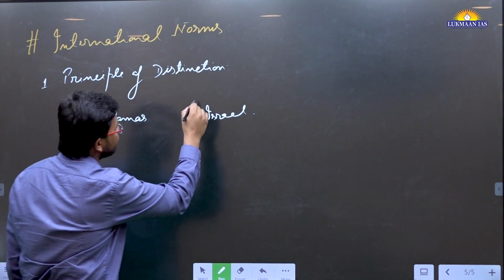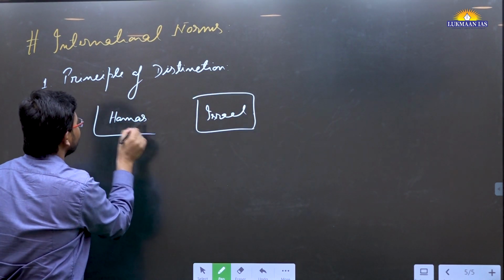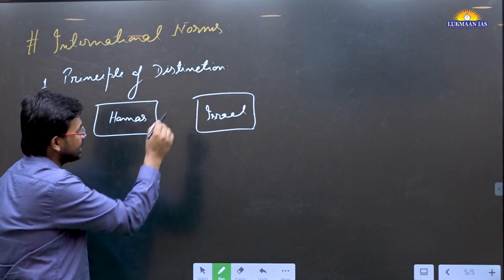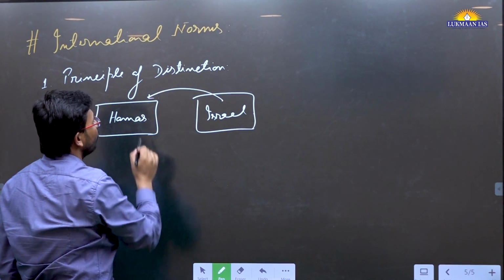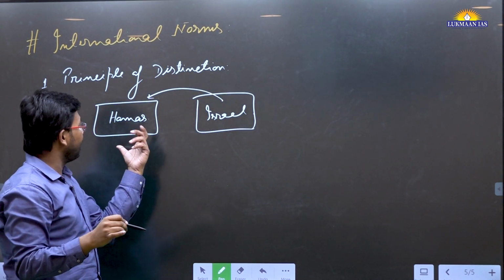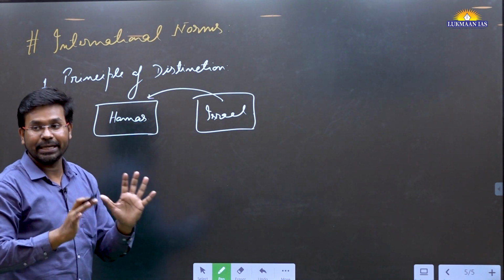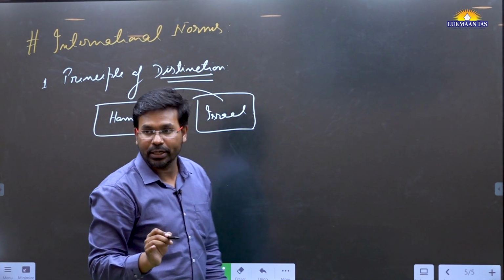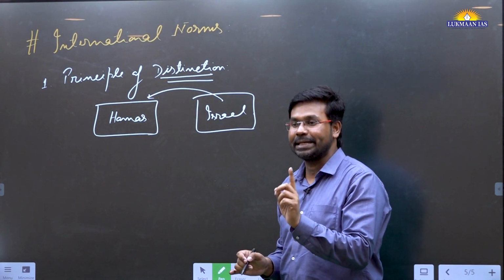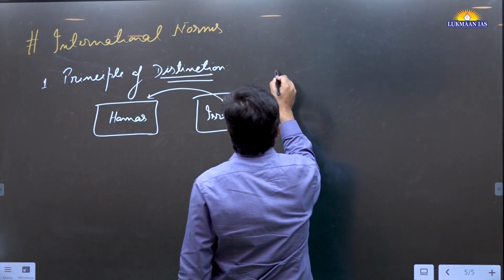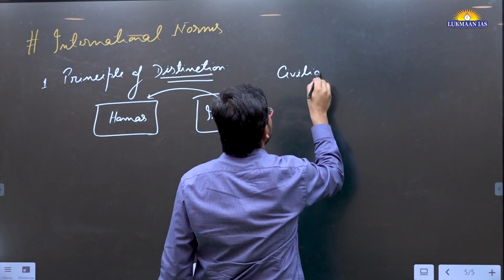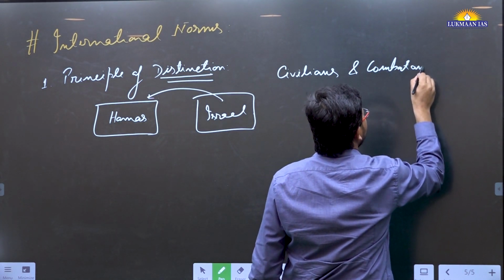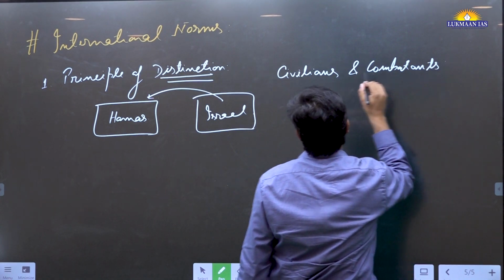So if we talk about Hamas and Israel, recently Israel has declared that it is in a state of war with Hamas. But since it is a nuclear capable state, will it be launching nuclear weapons here? No, because under international law there are some principles and norms. It says the principle of distinction. According to this principle, civilians and combatants have to be treated differently. Okay, who? Civilians and combatants have to be treated differently.